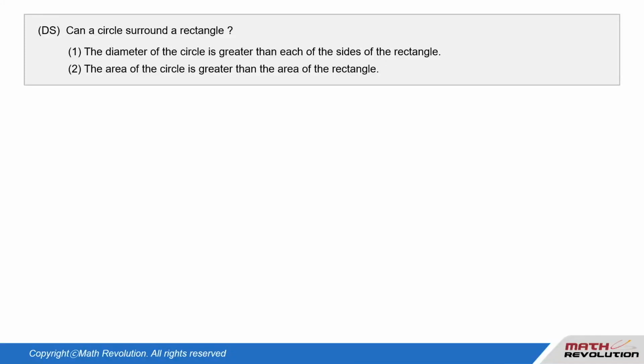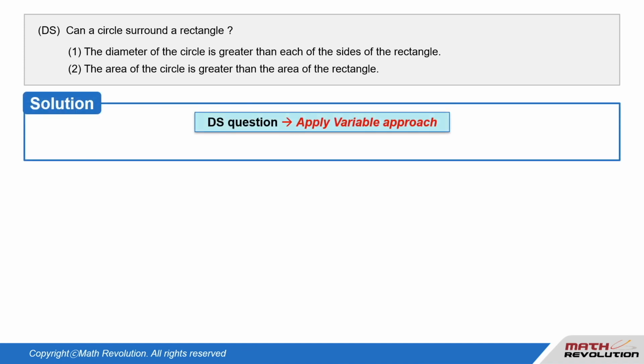Question. DS. Can a circle surround a rectangle? Condition 1. The diameter of the circle is greater than each of the sides of the rectangle. Condition 2. The area of the circle is greater than the area of the rectangle.